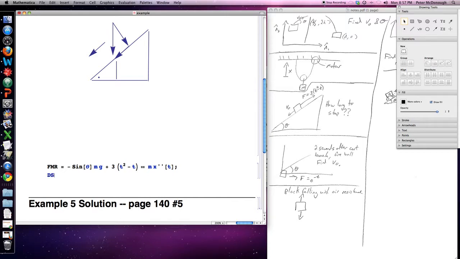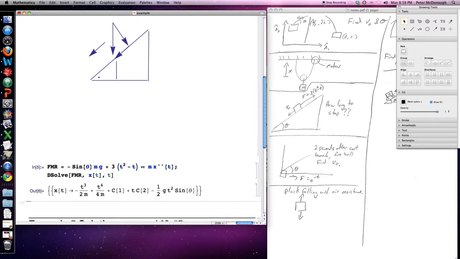Now to solve, we'll do a desolve of the force motion relationship. We'll solve it with respect to x of t, with t as my independent variable, and we'll evaluate. All right, boom, I've solved my differential equation. I've got some initial constants in here.